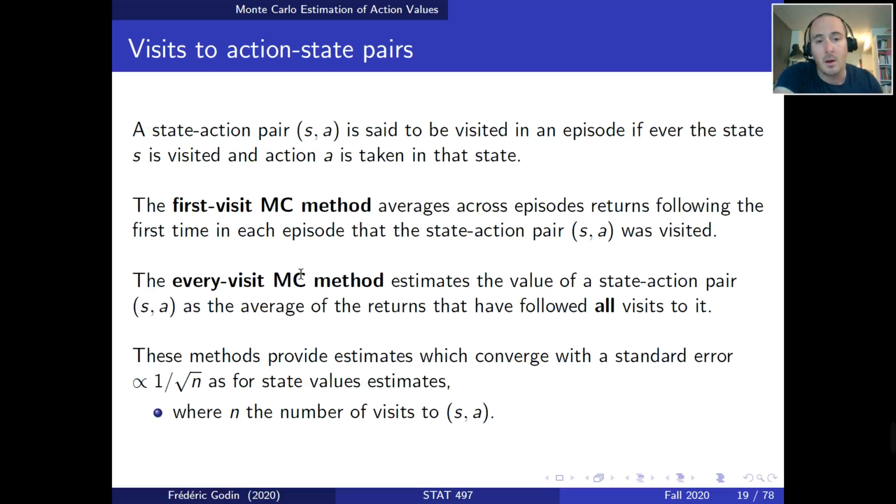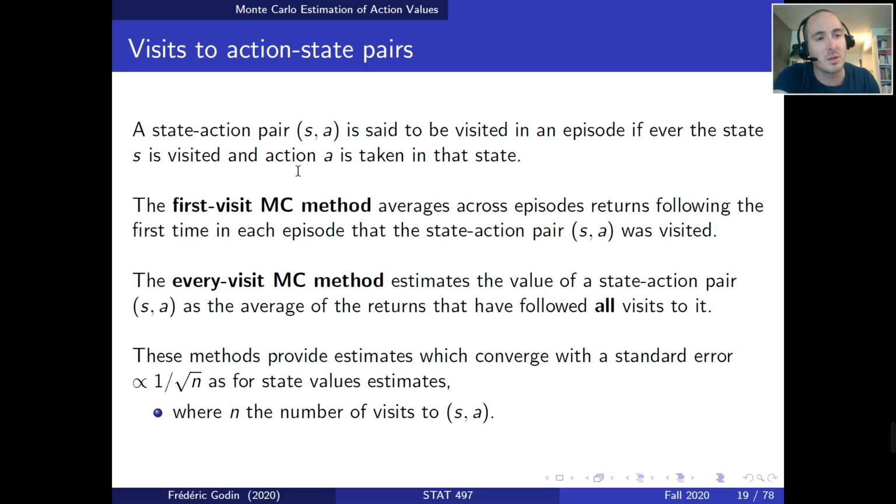And then what we do in the first visit method, we only consider the first visit to the state action pair SA within the episodes, and all other visits in the same episode to that same state action pair, we just disregard them. Okay, so in the first visit MC method, we look at all episodes. For episodes where the state action pair SA was never visited, we just discard them.